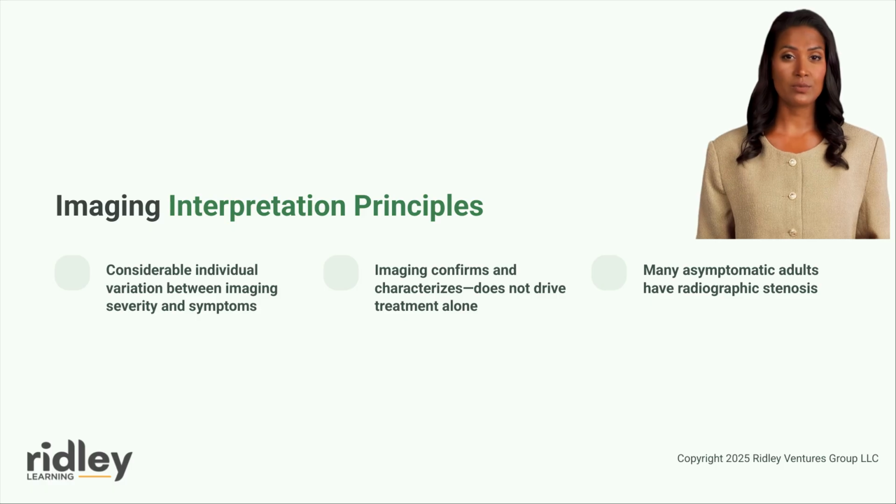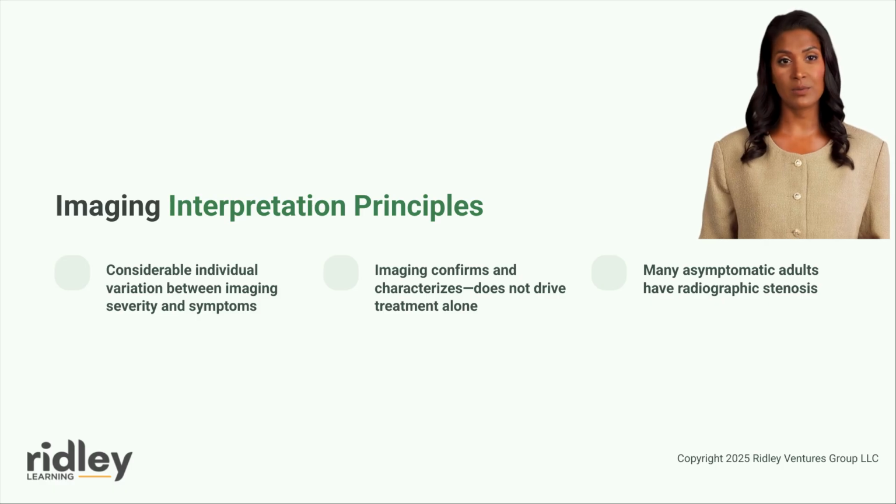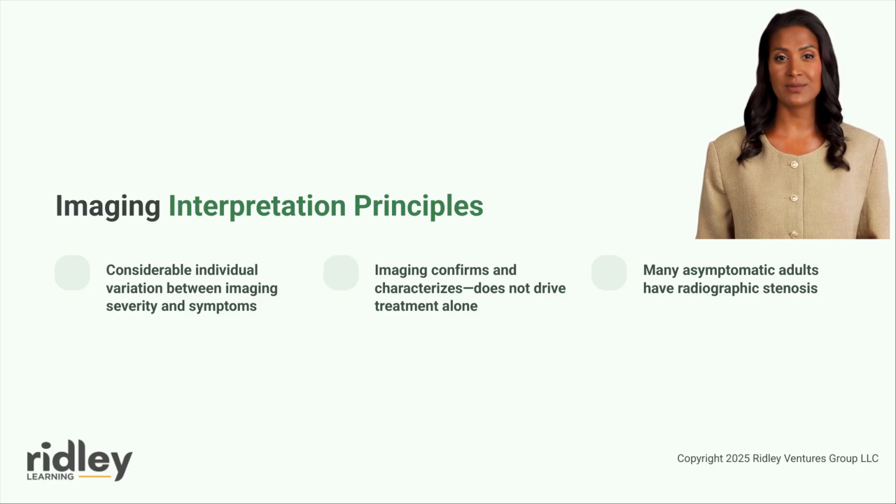The fundamental principle guiding imaging interpretation in lumbar spinal stenosis is that structural findings acquire clinical significance only when correlated with appropriate symptoms and signs. Population-based studies consistently demonstrate that a substantial proportion of asymptomatic older adults have radiographic evidence of spinal stenosis, while some patients with classic neurogenic claudication show only modest structural changes.